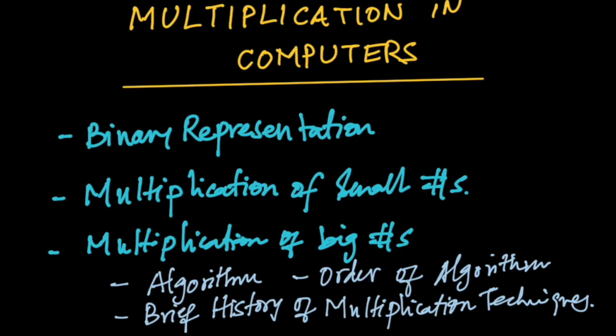Here we are going to talk first about binary representation, multiplication of small numbers in computers, and multiplication of big numbers. And during the course of talking about big numbers, we will talk about algorithms, order of algorithm, and a brief history of multiplication algorithms. So let us start with binary representation.